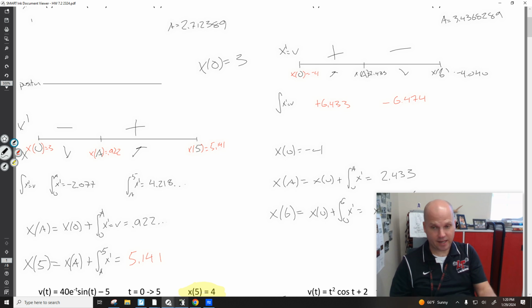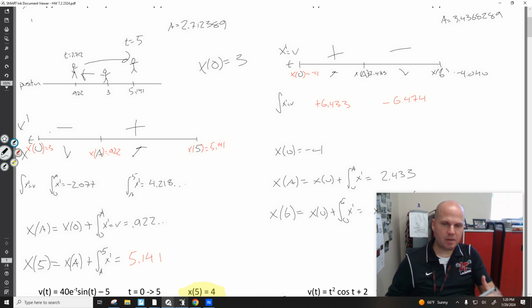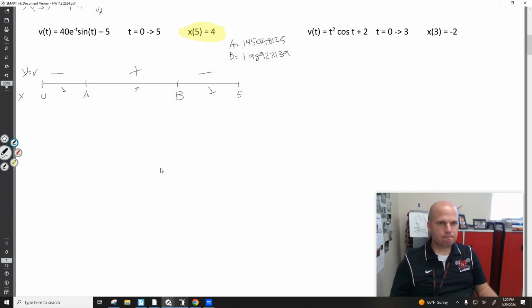Position now is the x-axis versus time. This is a time axis, and then I'm writing down positions. Position started at a position of 3. I moved to the left 2.077 until I get to a position of 0.922. This is at 2.712 seconds. And then I end up going to the right a bunch till I end up at a position of 5.141. This is how my dude moves. This is going to be very important for the future when we're trying to find max and min positions. Cool.